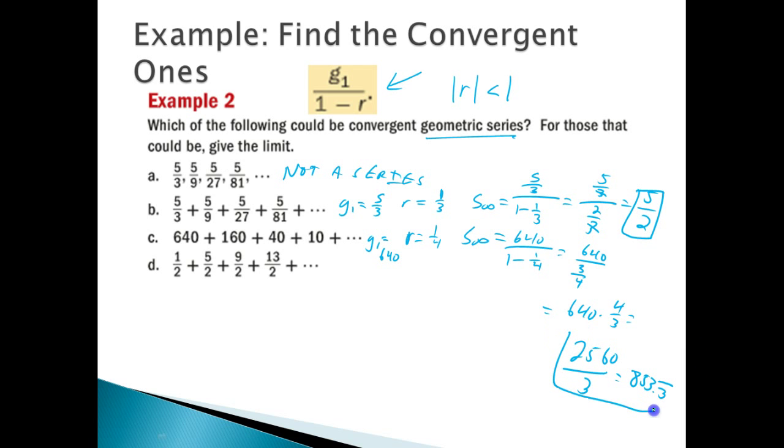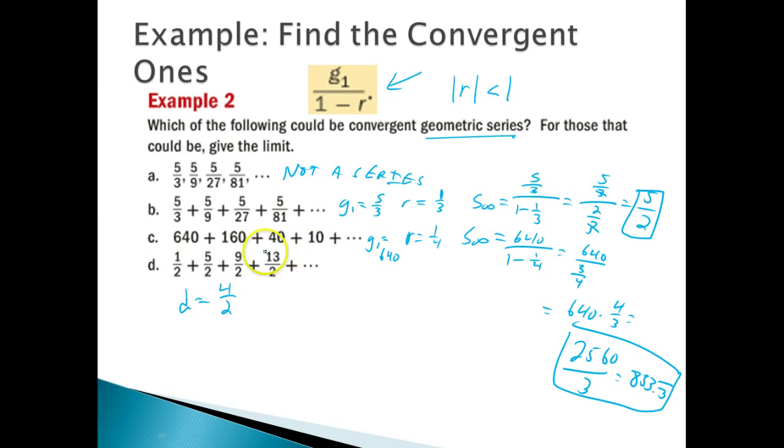Cool. So let's look at this last one. The 2 on the bottom is staying the same. It looks like we're just adding 4 each time on the top. So this is actually an arithmetic series. We're adding 4/2 every time. In fact, we're adding 2. So this is an arithmetic series with a constant difference of 4/2.